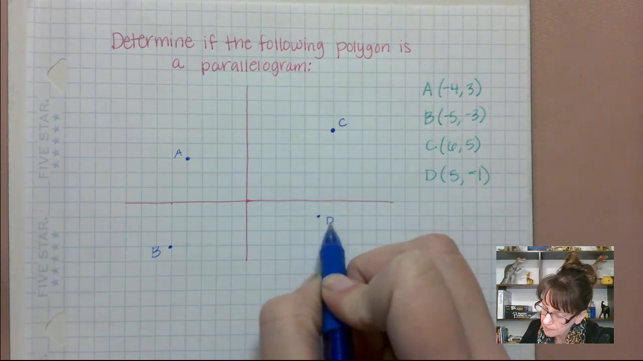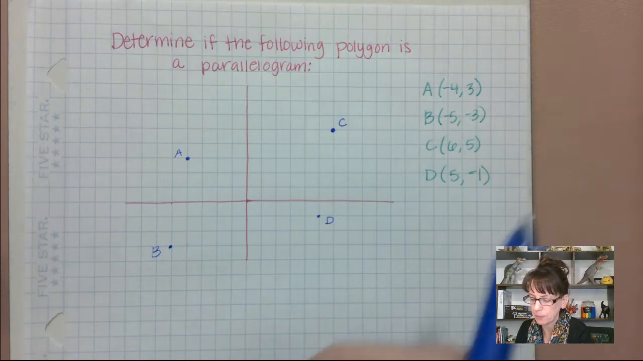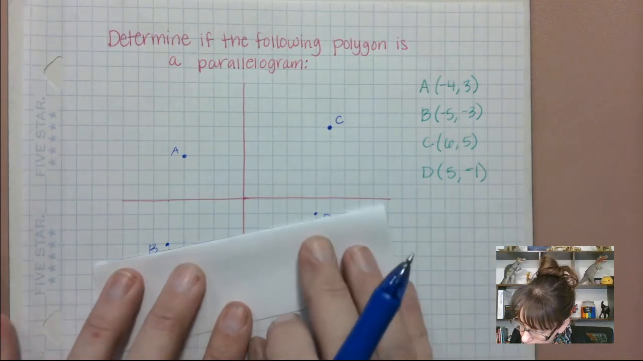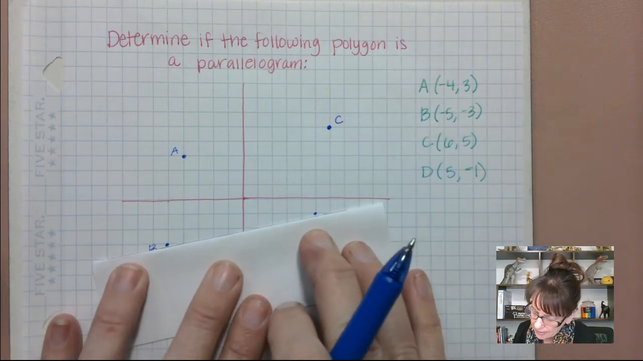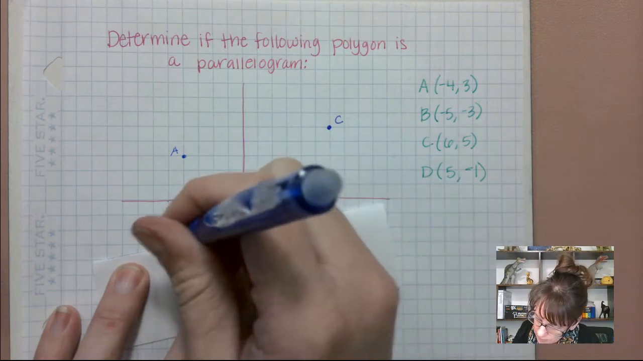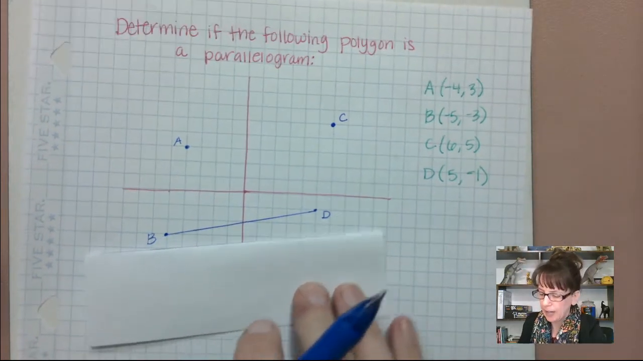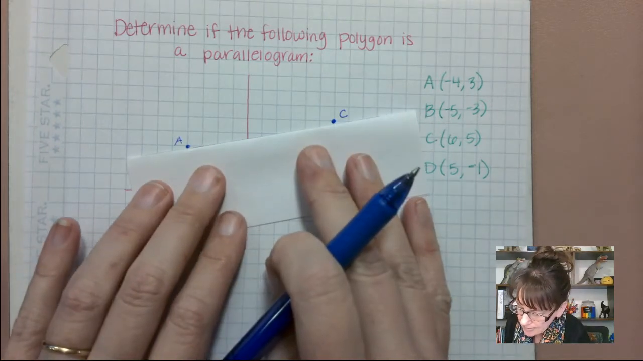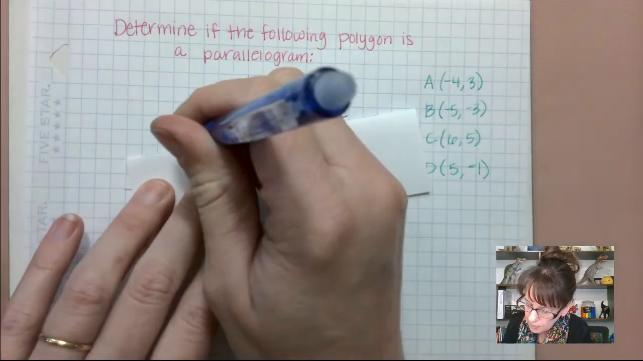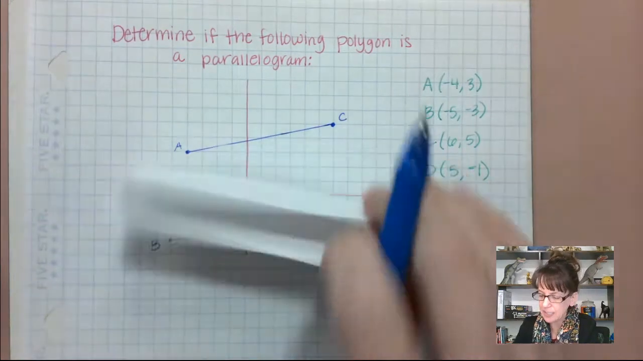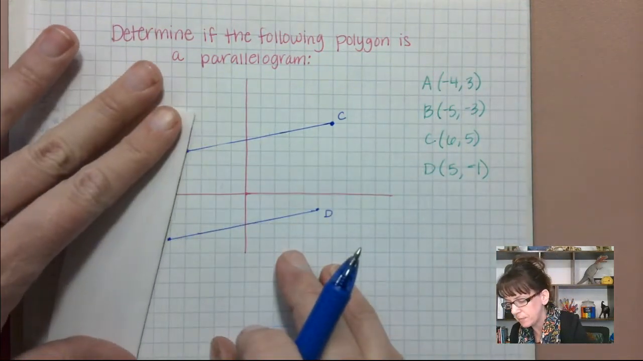That's point D. Looking at this, and of course we're going to use our straight edge when we connect things on our coordinate plane. If you just have an index card, that's totally fine. I fold an index card and use it as my straight edge. Okay, so we're going to go ahead and connect these. And looking at this on the coordinate plane, it looks like it's a parallelogram, so we could probably say that it is.